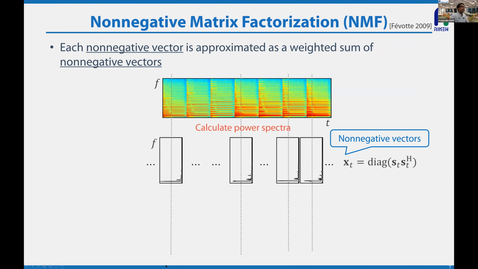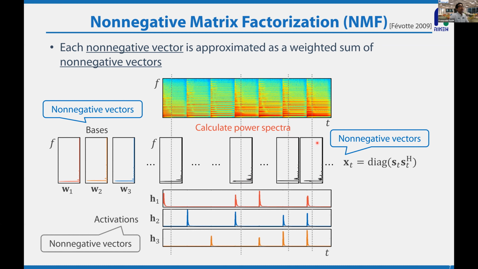Here, this is the observed mixture in the time frequency domain. This is the time axis. This is the frequency axis. Please assume that this is the power spectrogram in the time frequency domain, which can be obtained by ignoring phase information after the short time Fourier transform of the time domain signal. Then you can calculate the power spectra at individual time frames like this. So these are power spectra.